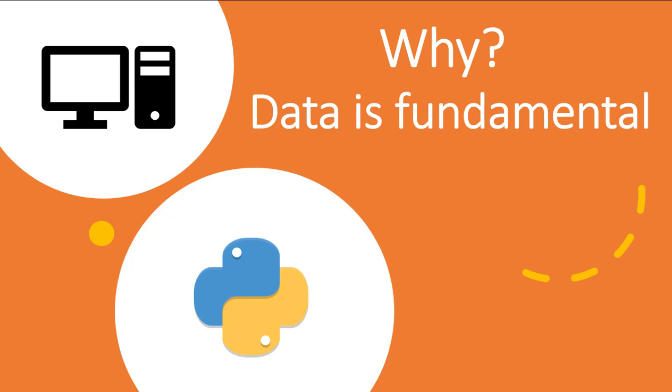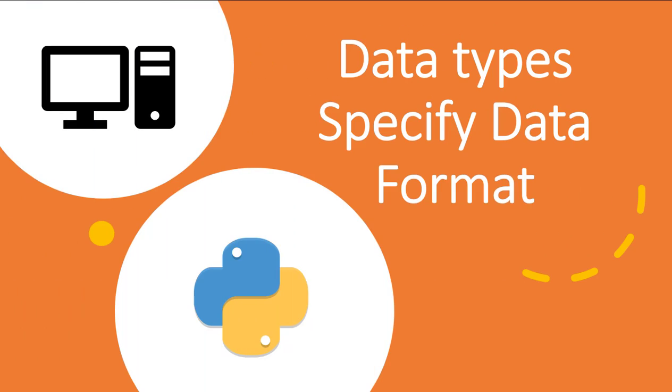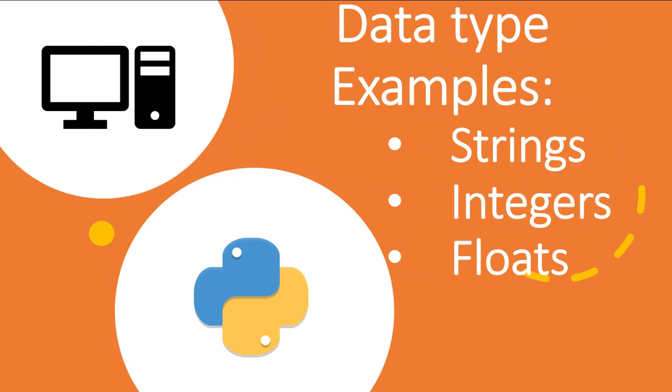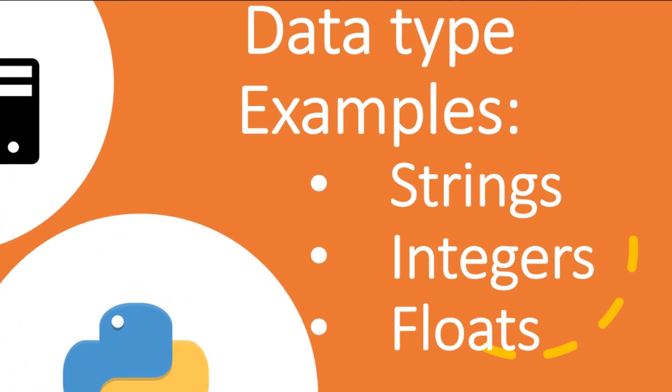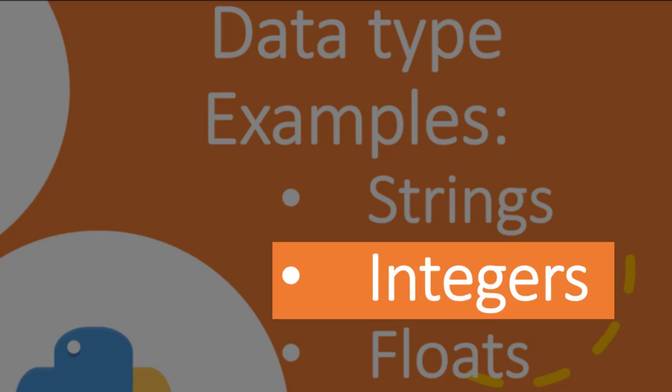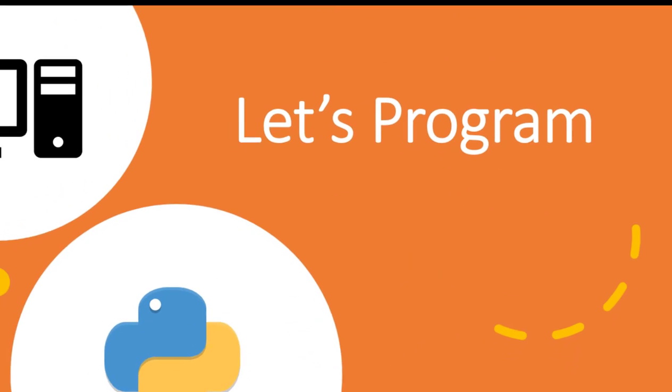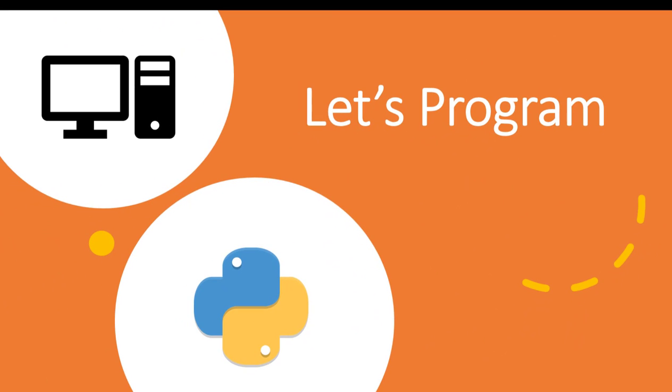Data types allow us to explain to the computer what type of data is gathered and how to use it. In other words, data types specify the format of the data. Some examples of data types include strings, integers, floats, and many others. Let's show some examples of data types.